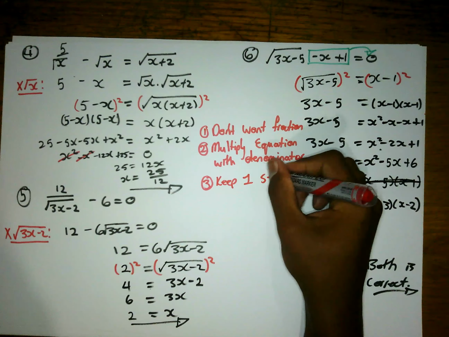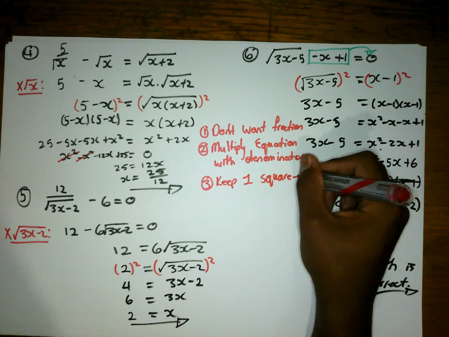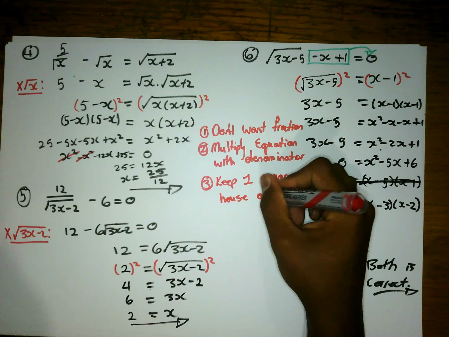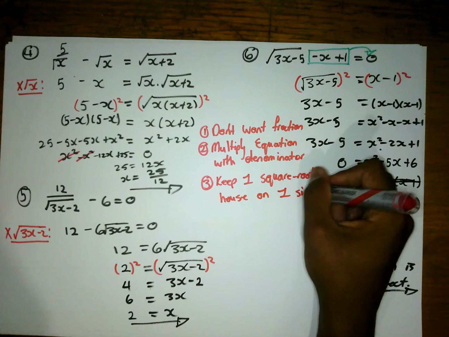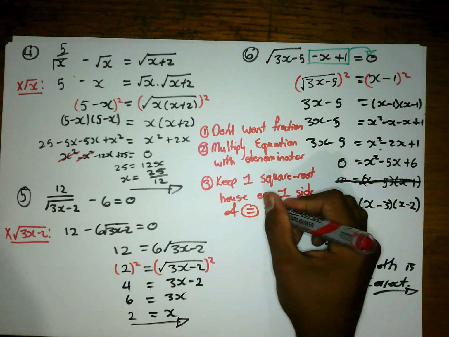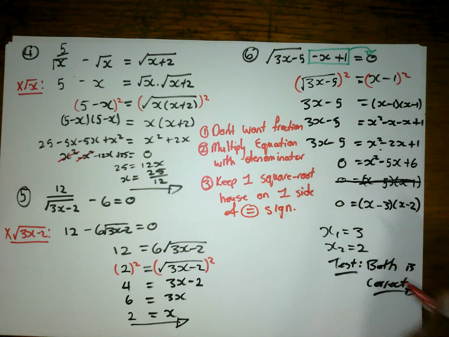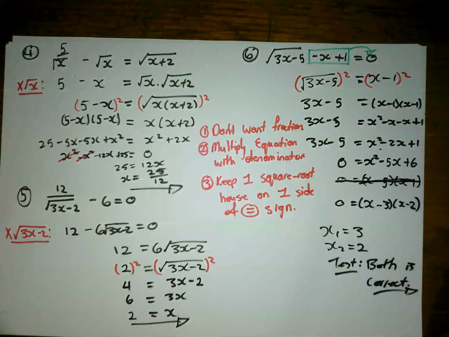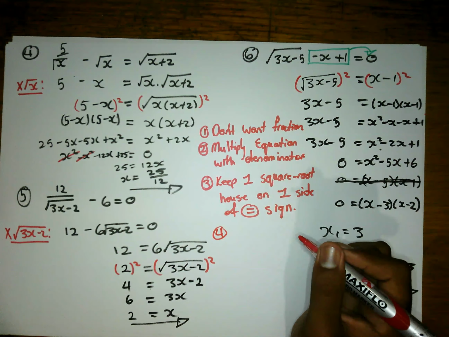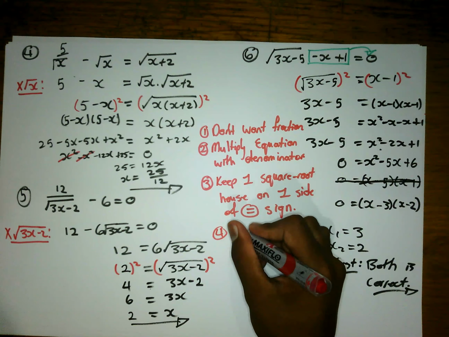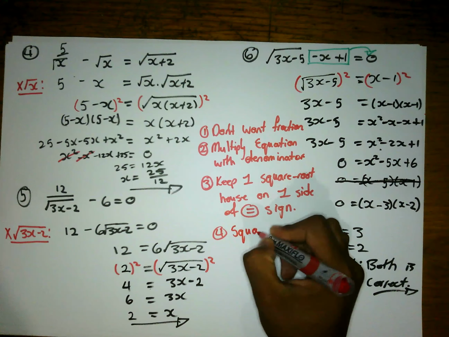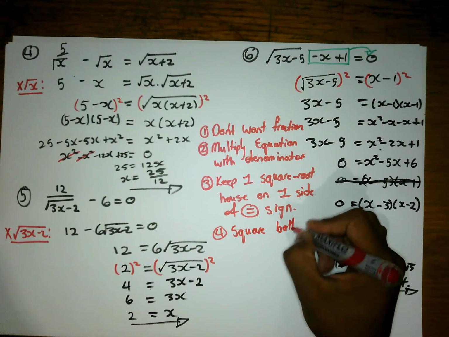keep one square root house on one side of the equal sign. Then what can we say the next one is, number 4. Then we can say square both sides.